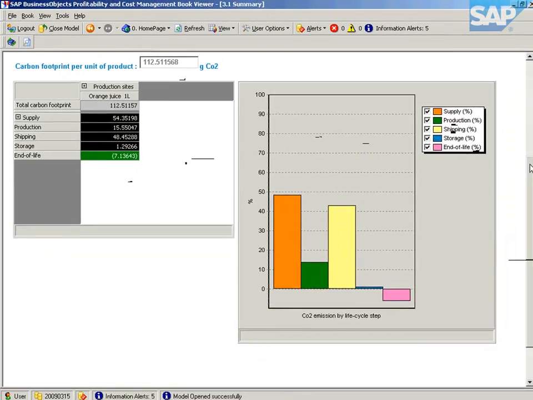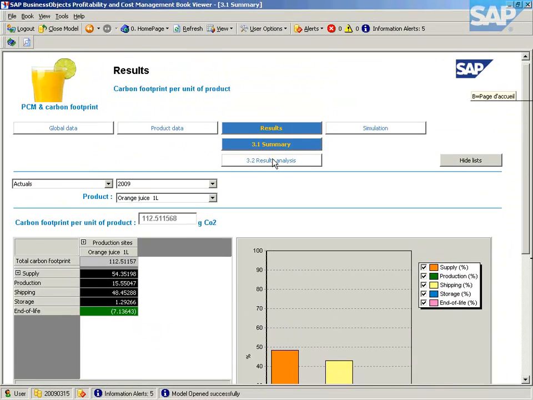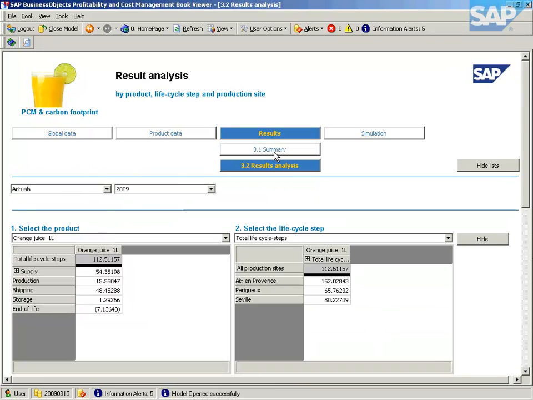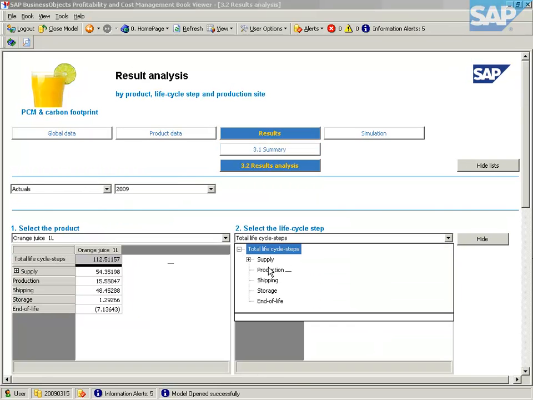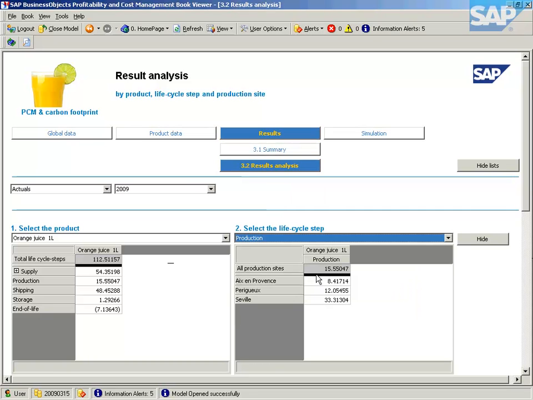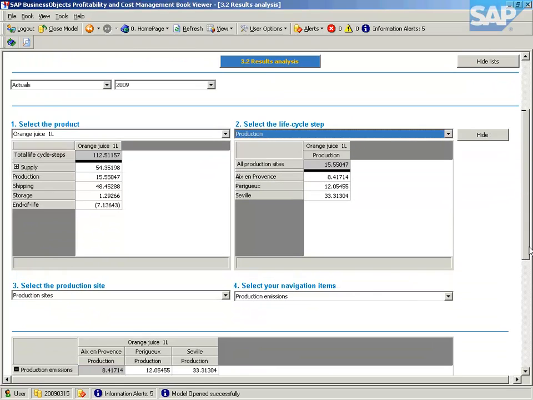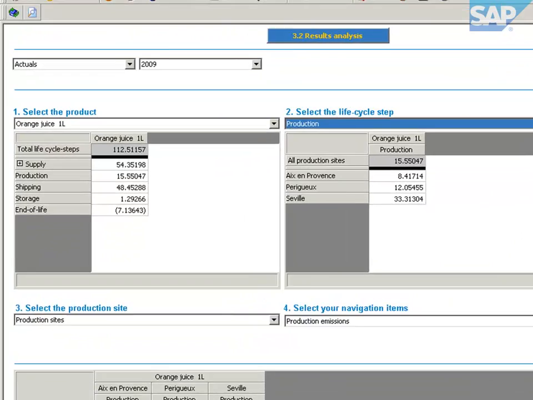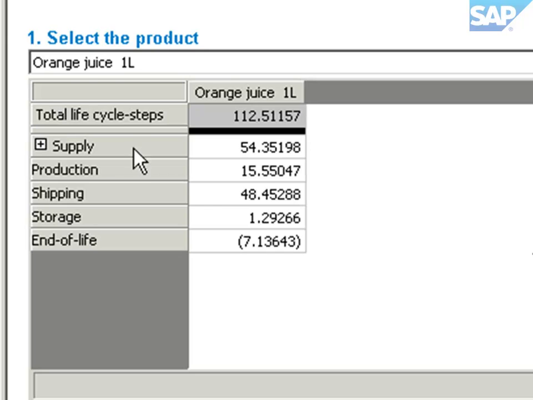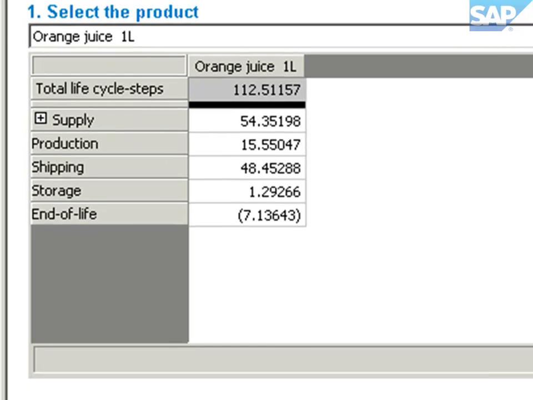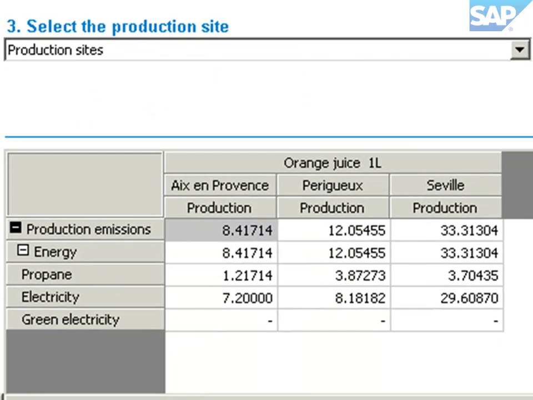reduce that figure. So if we move from this screen over through to the results analysis screen, and if we select just the focus, maybe just on the production process, which is probably as a manufacturer where we can have most direct impact within our operational processes, we can see here the various impact of life cycle steps of the product, and also we have it broken down by site and by emissions.